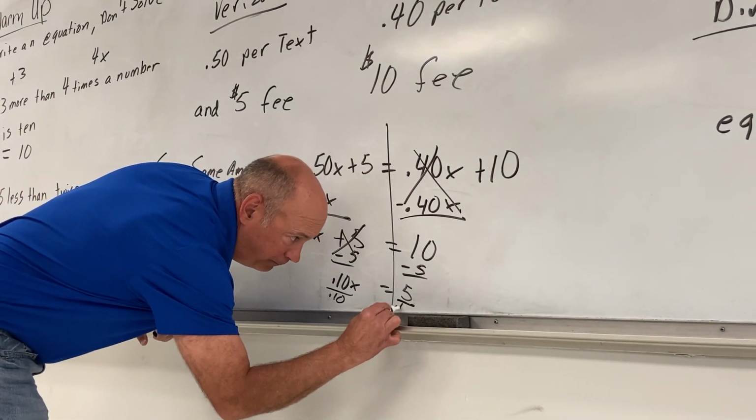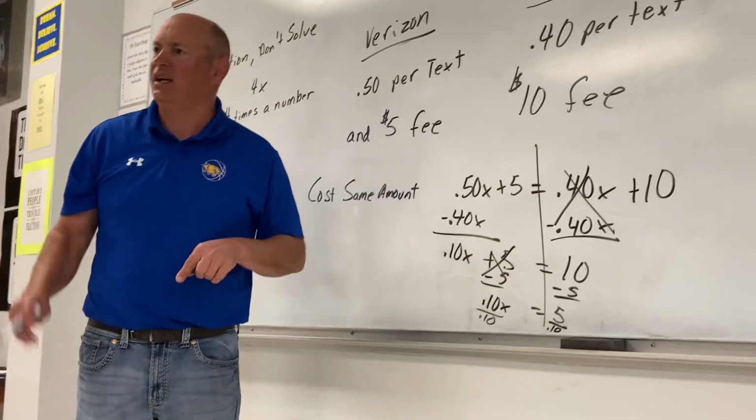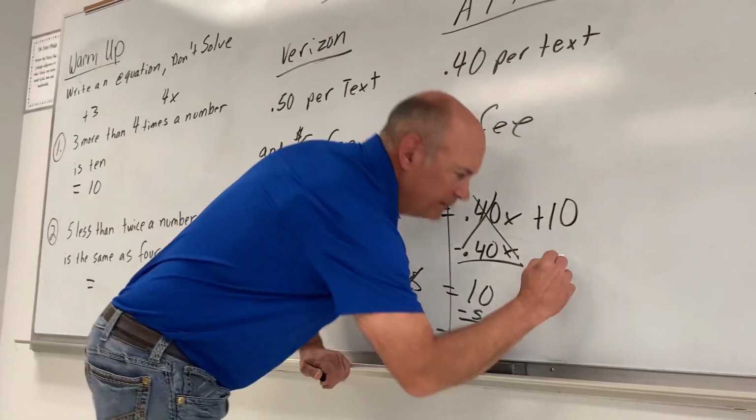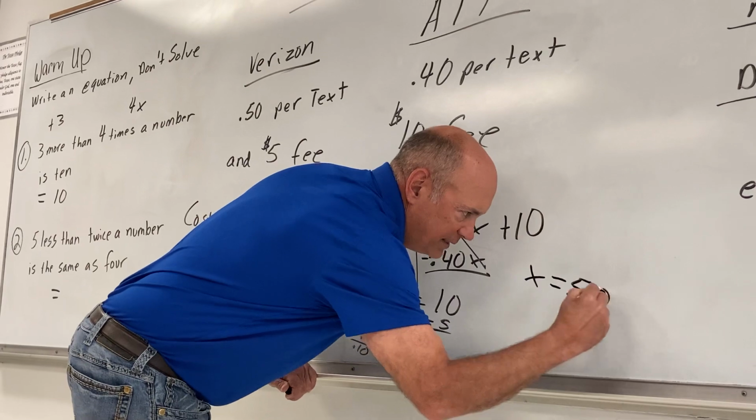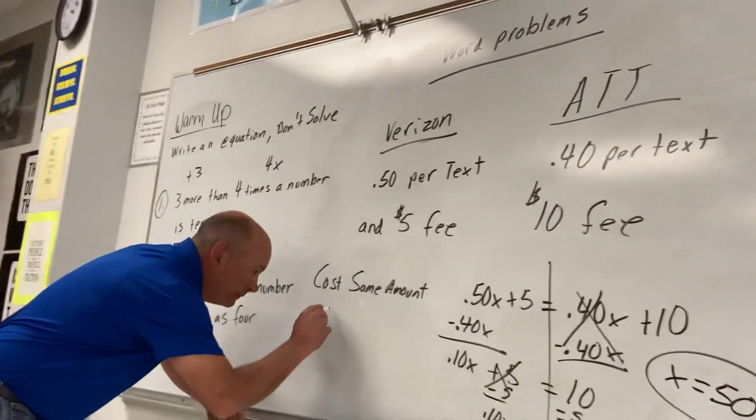And I'm running out of room. What is $5 divided by 0.10? Here you go. 50. X equals 50 what? Texts.